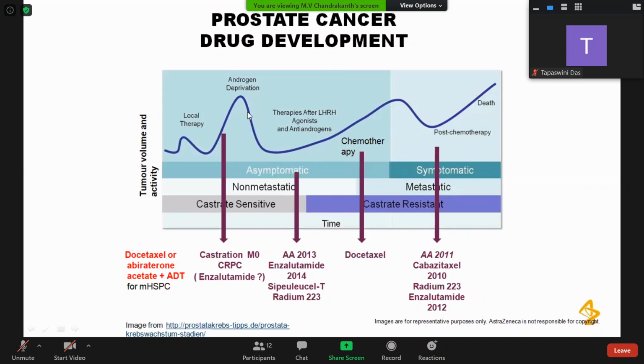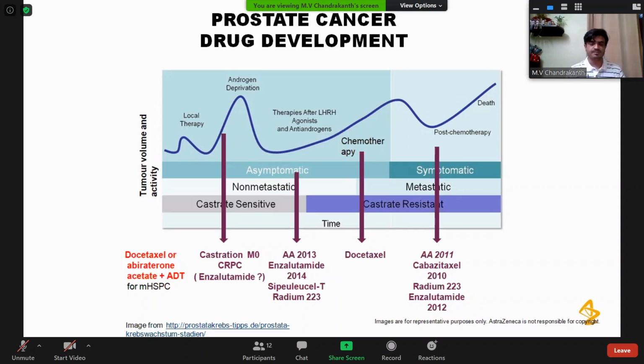Yeah. So this is a very famous slide. Any prostate cancer, if we see, we always begin with a non-metastatic disease, which is hormone sensitive, or what we call castrate sensitive. And as the disease progresses, it becomes castrate resistant. You can see so many drugs being there right from the castrate sensitive setting, right from docetaxel, and then we have enzalutamide, abiraterone, radium. And then we have the castrate resistant setting.